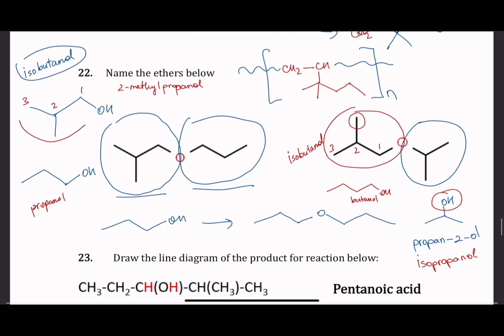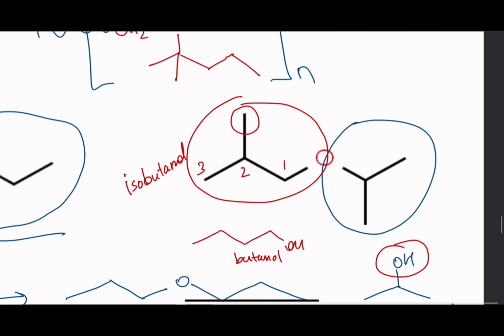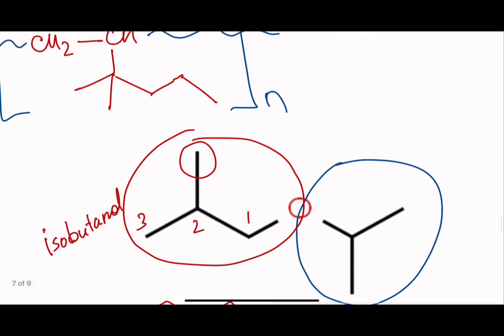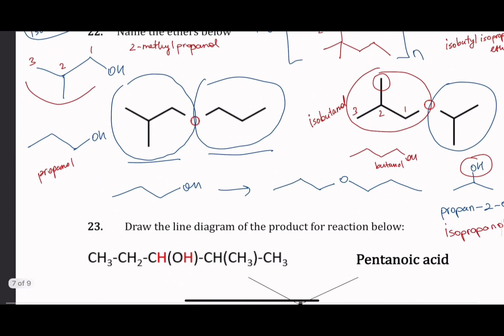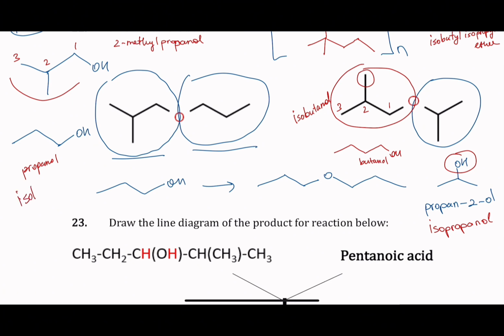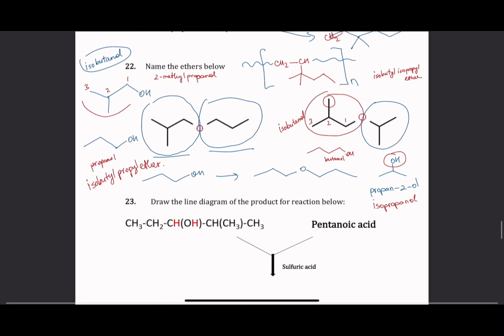Okay, now I'm gonna write you the names of the ethers. For this one it's gonna be isobutyl isopropyl ether. While this one is isobutyl propyl ether. Okay, just recognize iso alcohols. This is the main point you draw out of it. Don't be like, okay, we haven't covered this. This is just a recognition of alcohols.